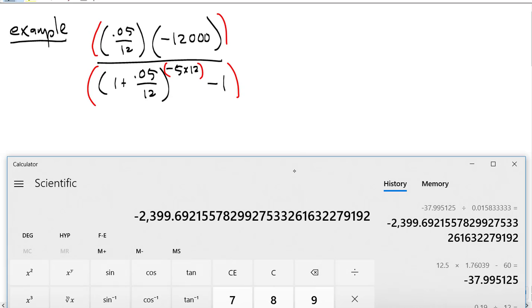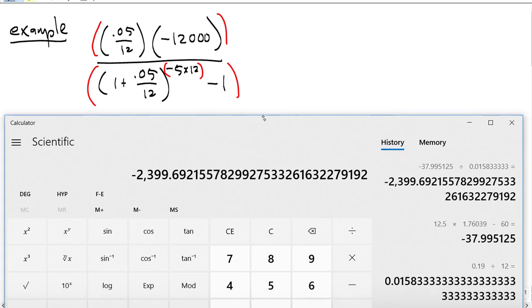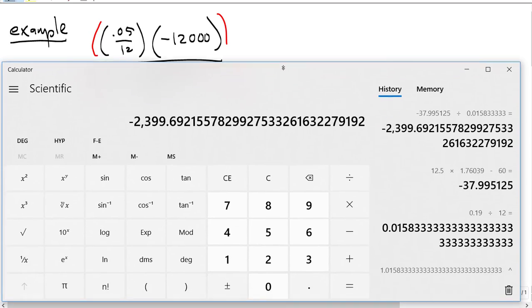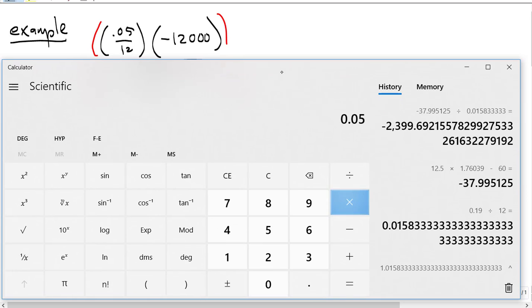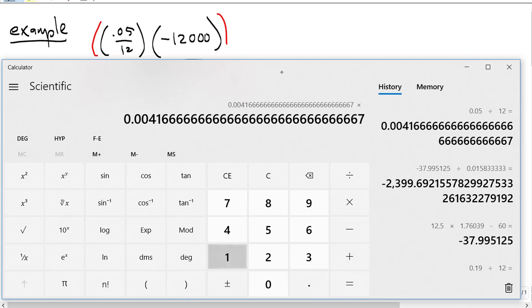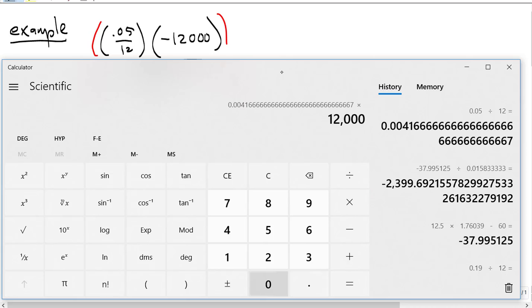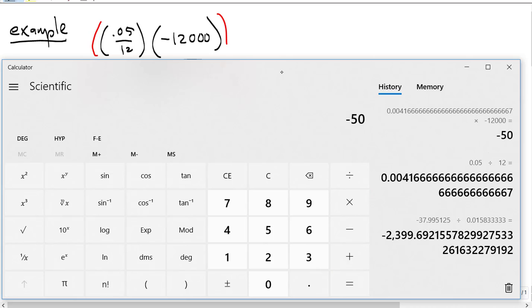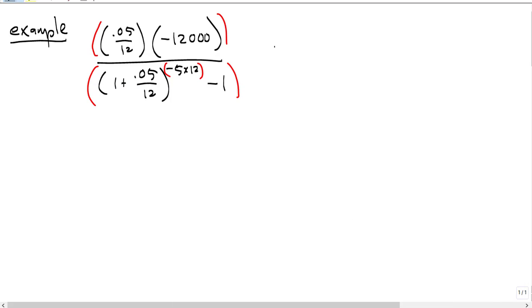So we've got the calculator down here. Okay, we've got 0.05 divided by 12 equals, times 12,000 negative, is negative 50. That's a nice easy number. So that is negative 50. And then down below, what do we do? Okay, 5 times 12 is 60. I know that. So I've got something to the negative 60 power, minus 1.